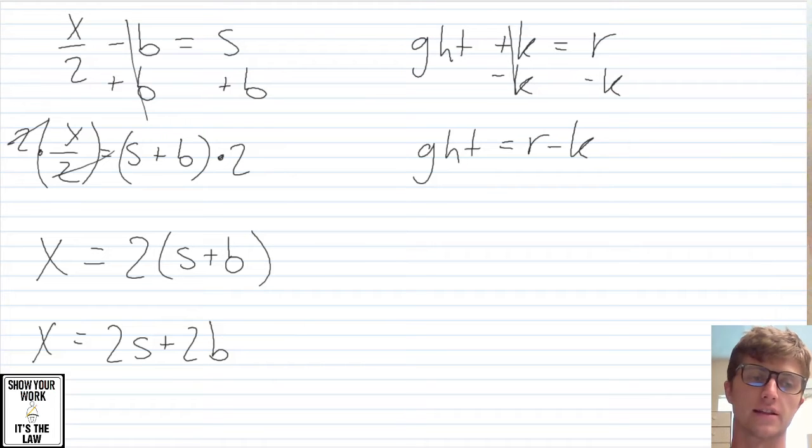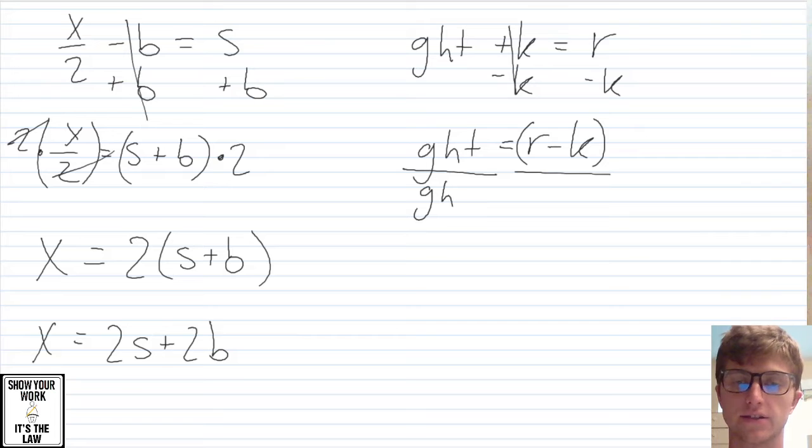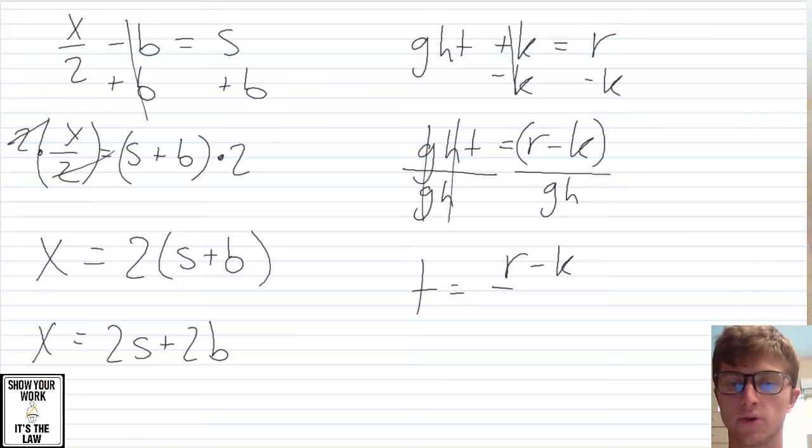You can just read that out loud to yourself if you get confused. Now, t is being multiplied by g and h. We undo multiplication by g and h by dividing by g and h. What we do to one side, we do to the other. Remember, it's the whole side. Put them in parentheses if you need to until you get into the good habit. All right, these things cancel. We're left with t equals r minus k in the numerator, g and h in the denominator. That's one way to do it.